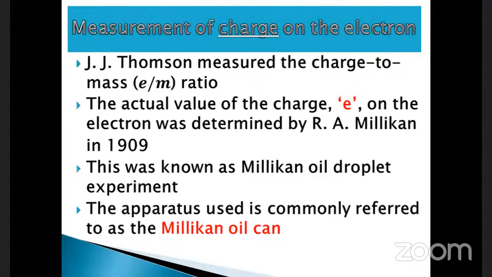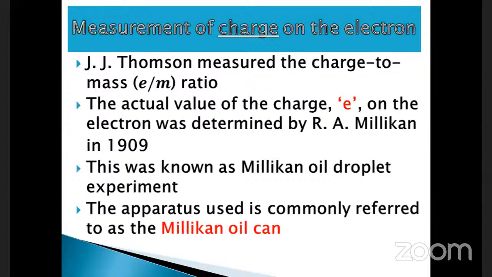Since we know E over M, if we then know E, we have a value for E over M. If we know E, that means we can determine what M is. So the M was determined by Millikan using a Millikan oil can, and the experiment is termed as the Millikan oil droplet experiment.